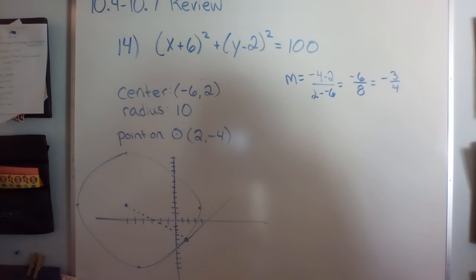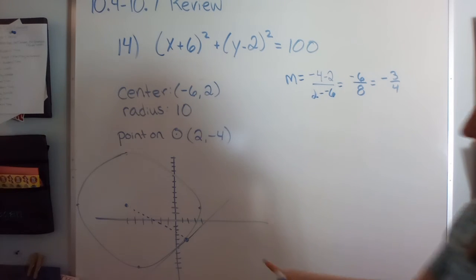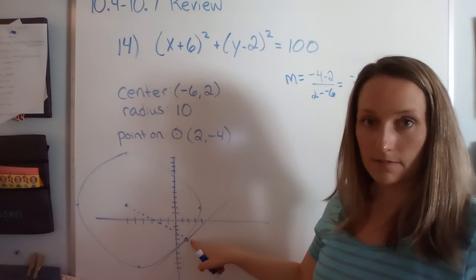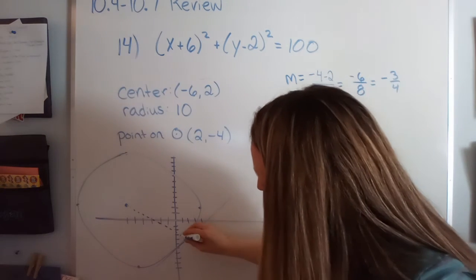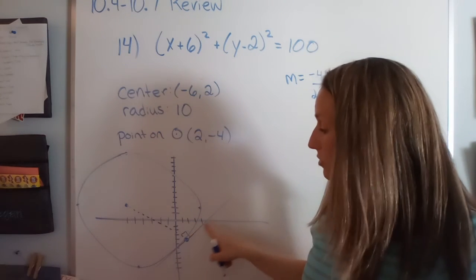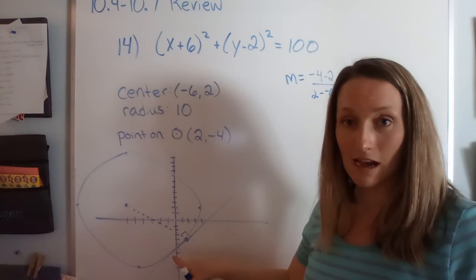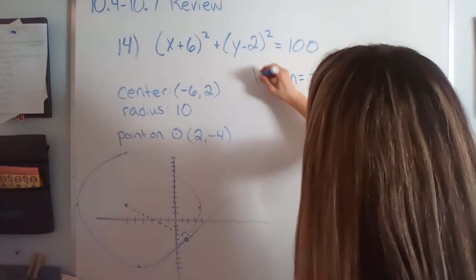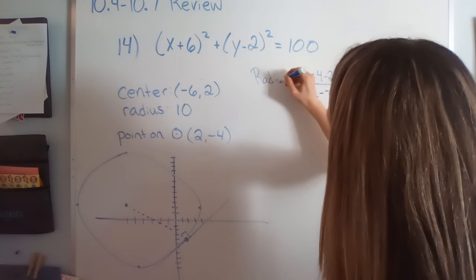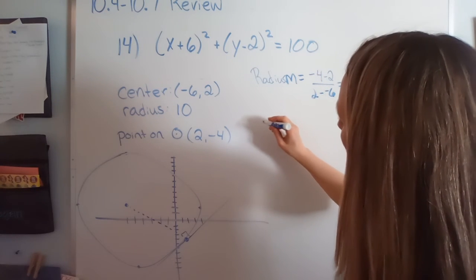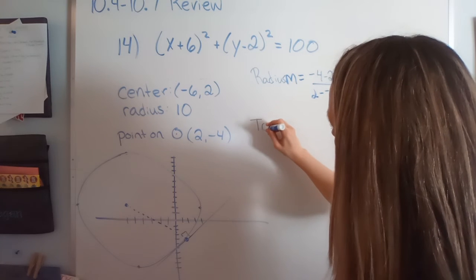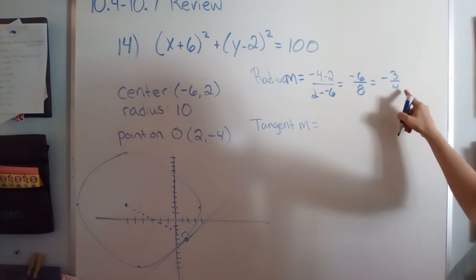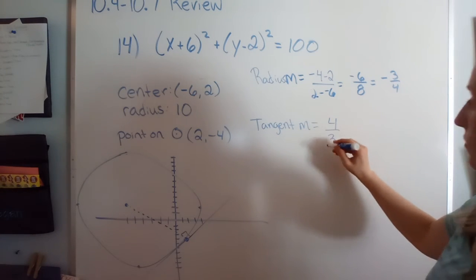Now, why is that slope important? What do you know about your tangent and your radius where they meet at the point of tangency? Well, hopefully you remember they're perpendicular. And if the lines are perpendicular, then the slope of that line is the opposite reciprocal. So this is the slope of the radius. Then the tangent slope is equal to the opposite reciprocal. So the slope of your tangent is 4/3.